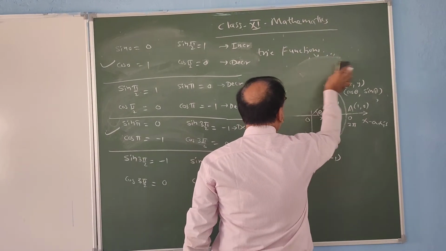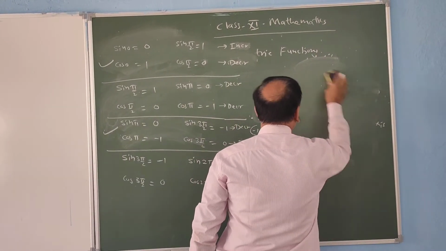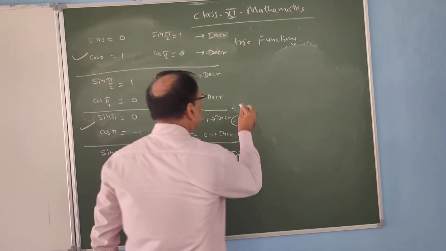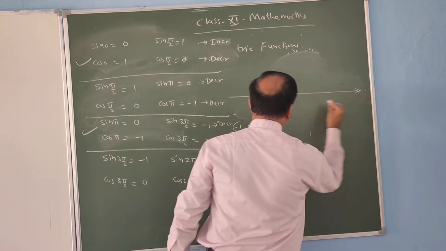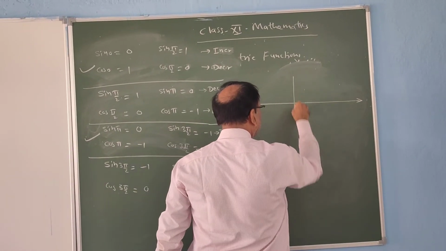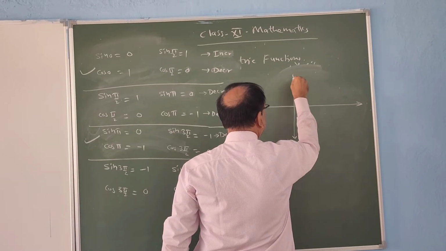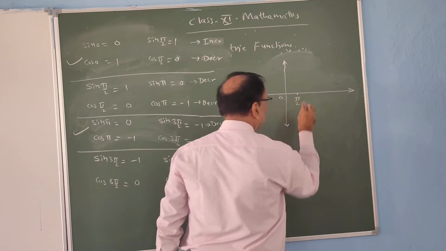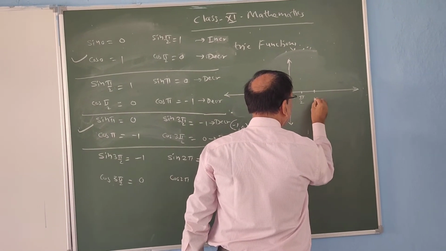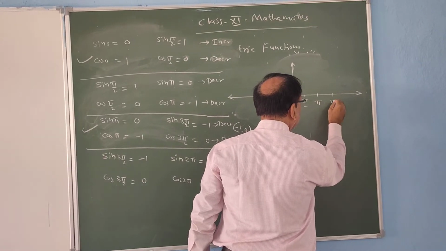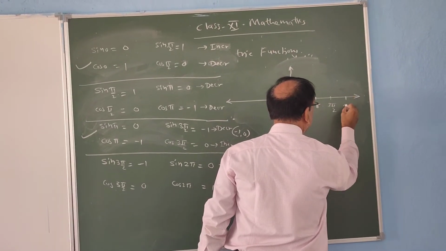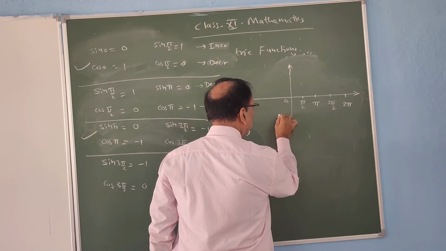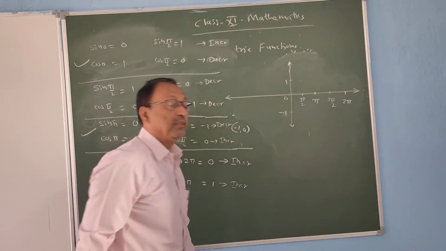See, how can we form the graph of sine function? So this is first quadrant 0 to pi by 2, then pi by 2 to pi, to 3 pi by 2, 3 pi by 2 to 2 pi. Now see here is minus 1, and this value is plus 1.